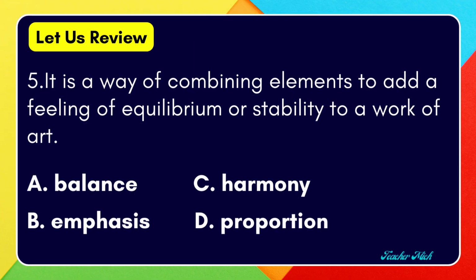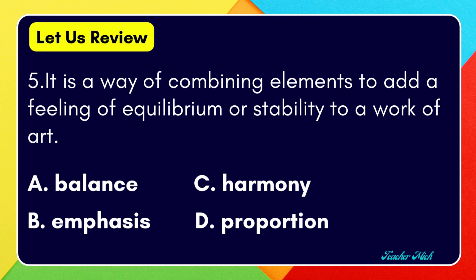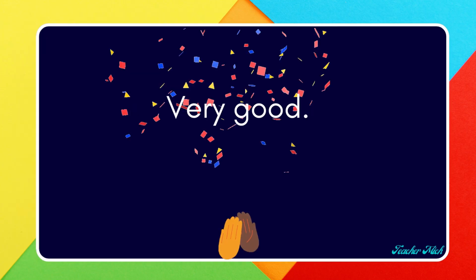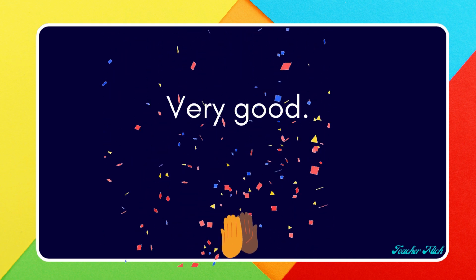Number 5. It is a way of combining elements to add a feeling of equilibrium or stability to a work of art. A. Balance. B. Emphasis. C. Harmony. D. Proportion. The correct answer is balance. Did you get the correct answers? I know you did. Very good.